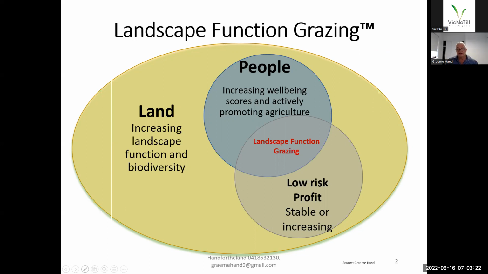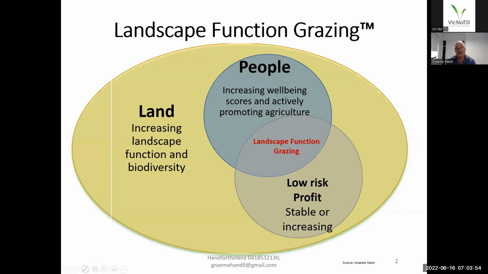How do I get low risk profit? The thing that everyone seems to be missing is the risk that's sucking the money out of the business. I rely heavily on Tim Hutchings' work showing that risk is really what we're missing all the time. It needs to be: how do I design it so that, heads I win, tails I win? What's that design? And then people well-being scores.